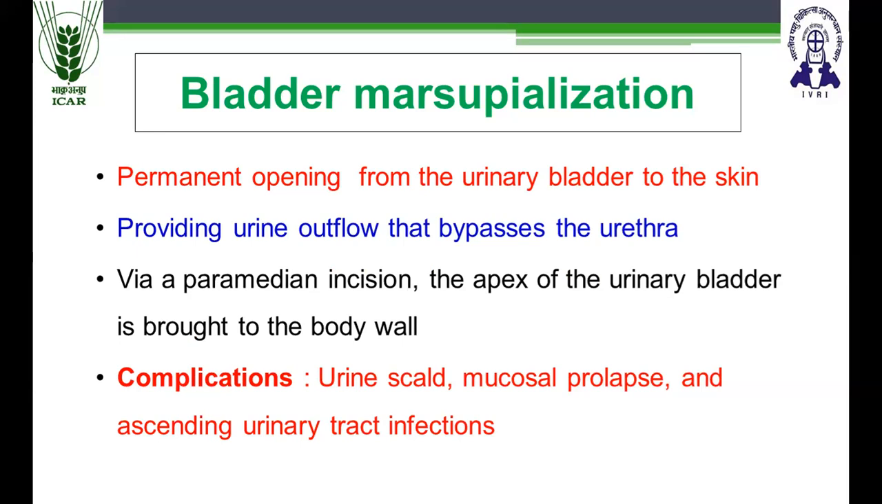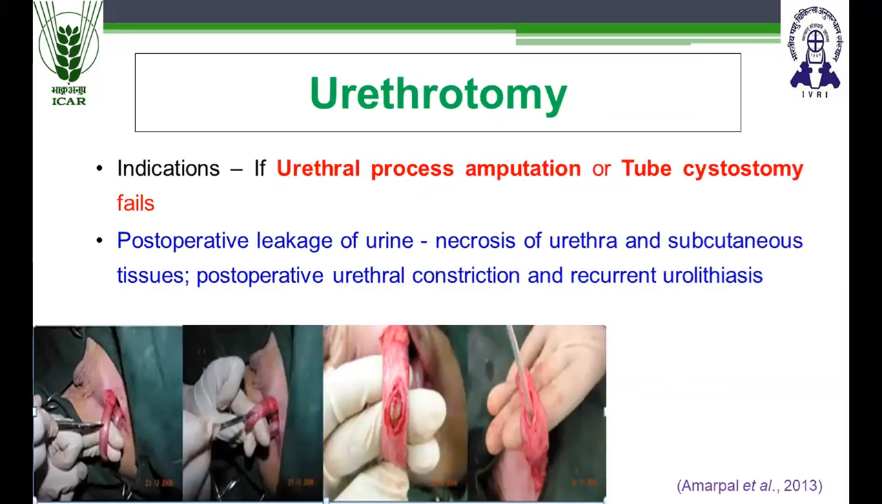Next is urethrotomy. From the very old period we were using urethrotomy. So in cases where urethral process amputation or tube cystostomy fail, we go for urethrotomy. Here we are opening the urethra through a postscrotal incision and removing the calculi from the urethra. It is seen in the picture. We put an incision on the urethra, remove the calculi, pass the catheter and ensure patency, fix the catheter, and suture the urethra. But it has very many postoperative complications.